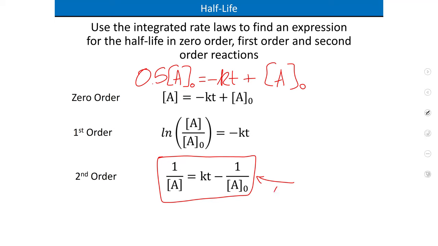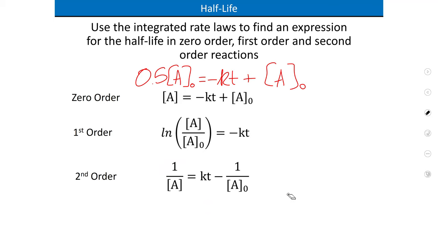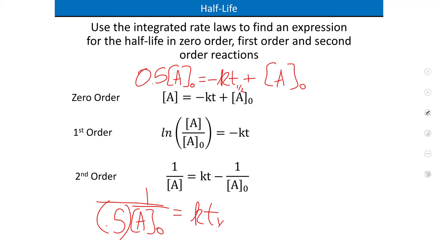Second order kinetics is also weird. Second order kinetics does something really similar to zero order kinetics, where if I do that substitution and try to solve for it, 1 over concentration A naught times 0.5 equals KT 1/2 minus 1 over A naught. We can still solve these for T 1/2, but it's not going to be as nice and neat as first order, where we get to cancel them out because we have fractions of A over A naught. So it's really the laws of logs working in our favor in that case.